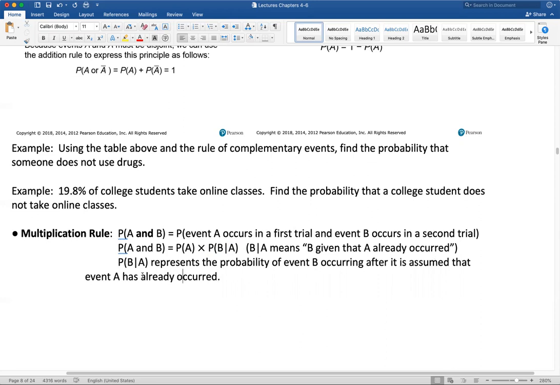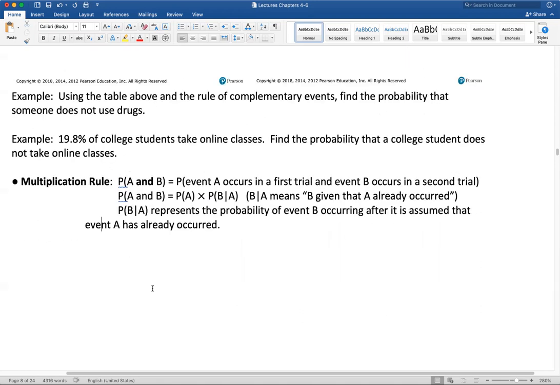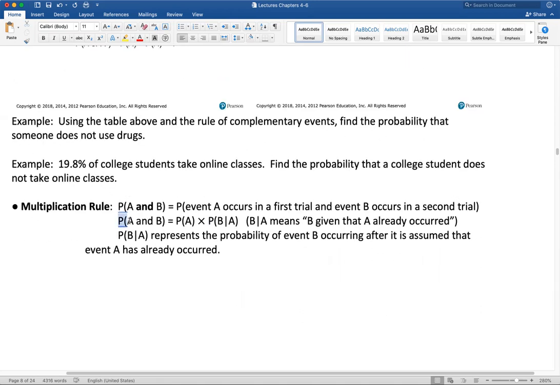So that's the multiplication rule. The key is this: P of A and B equals P of A times P of B given A. Sometimes it's easy to figure out the conditional probability, but sometimes it's not, so we need to study conditional probability in chapter 4.3. Let me continue to look at the multiplication rule the next time. Okay, let me stop here.